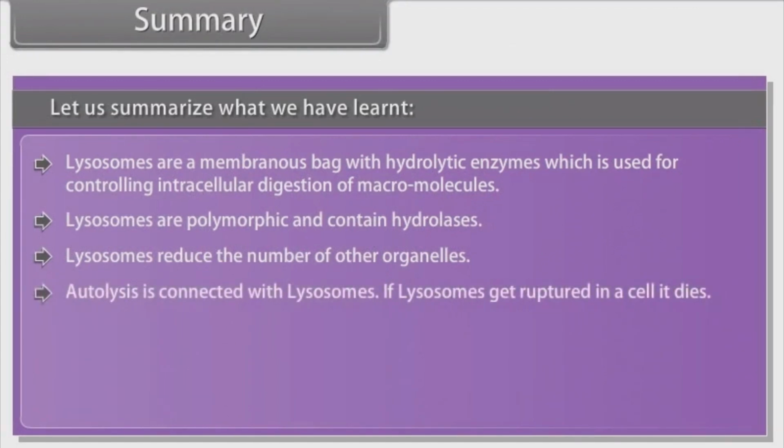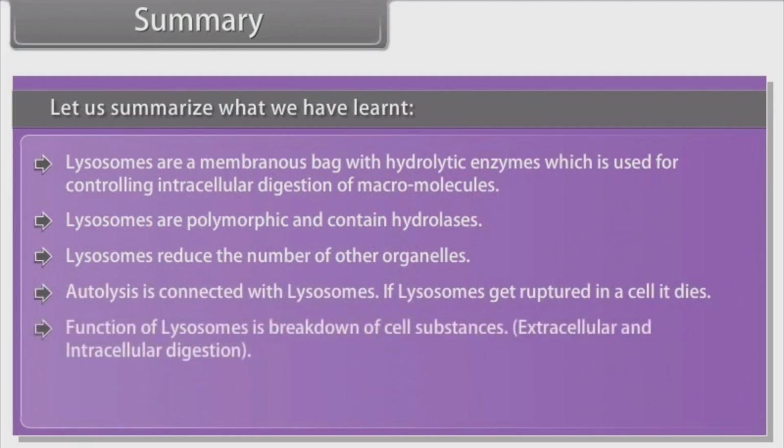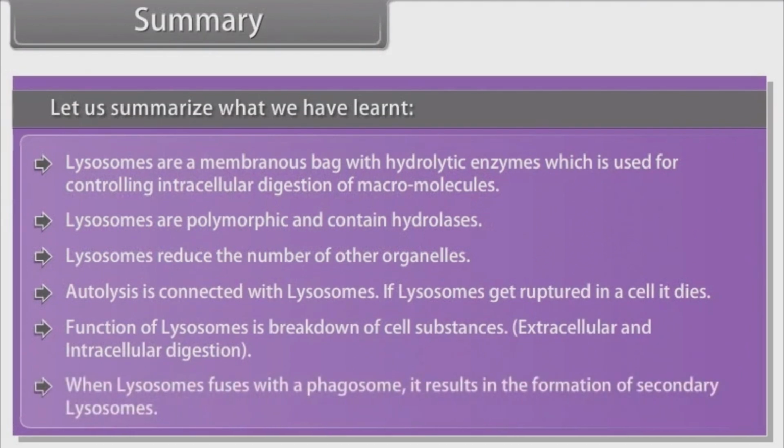Autolysis is connected with lysosomes. If lysosomes get ruptured in a cell, it dies. Function of lysosomes is breakdown of cell substances. When a lysosome fuses with a phagosome, it results in the formation of secondary lysosomes.